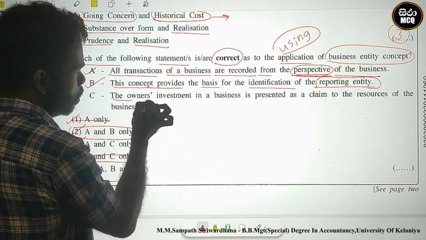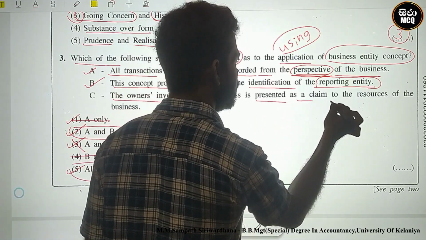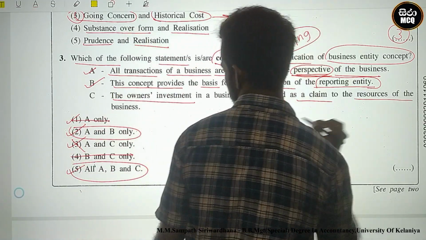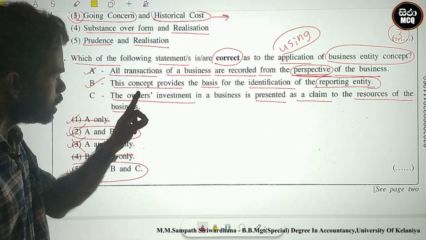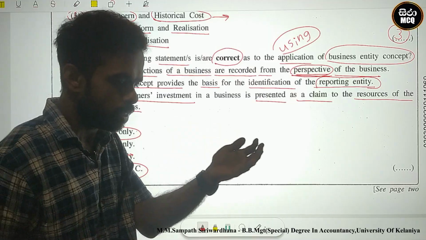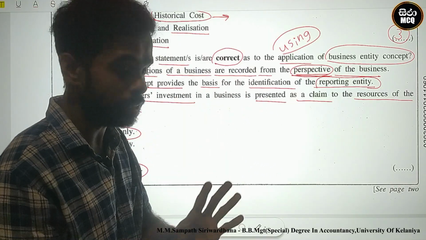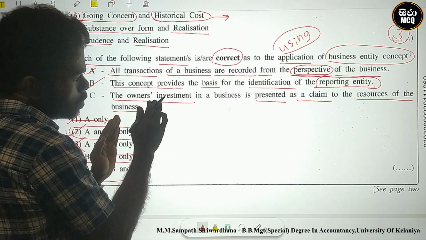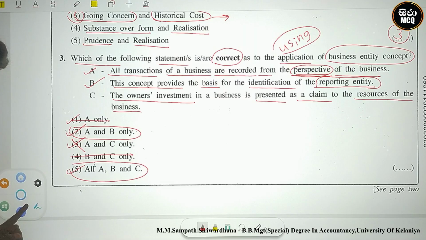Third one. The owner's investment in the business is presented as a claim to the resources of the business. Look here, owner's investment. The owner supplies the business. The owner supplies the money to the business. Owner's investment in the business is presented.